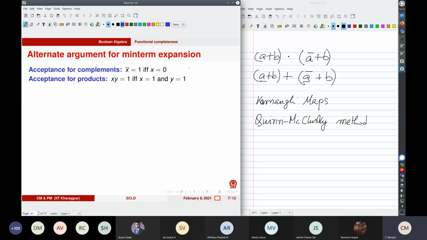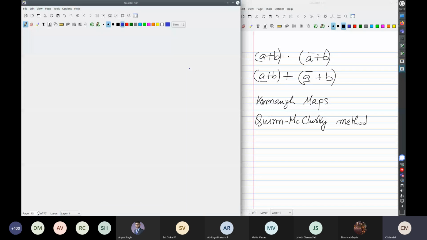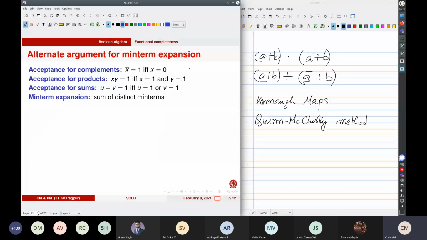So x bar, the complement of x, is accepted (is 1) if and only if x is 0. Acceptance of the product xy is 1 if and only if x is 1 and y is 1. Acceptance of the sum u or v is 1 if u is 1 or v is 1. Then we have this min term expansion that you have already seen.